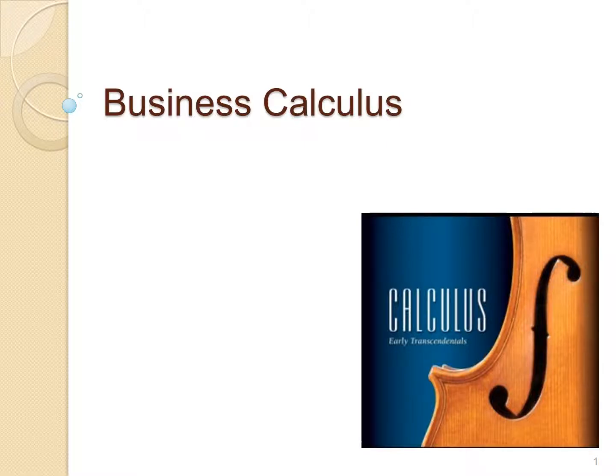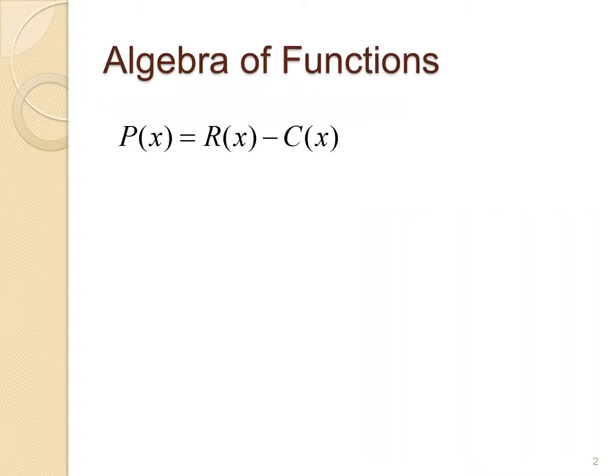In the second video for business calculus, we're still dealing with the pre-calculus kind of things, but we're going to look at the algebra of functions. If you are looking at this, you see three functions there. The p of x is equal to r of x minus c of x. So can we really do this?